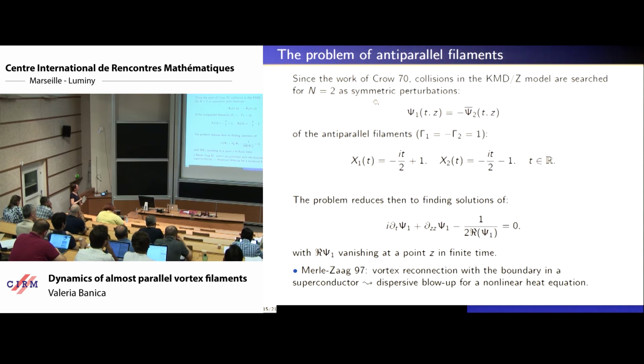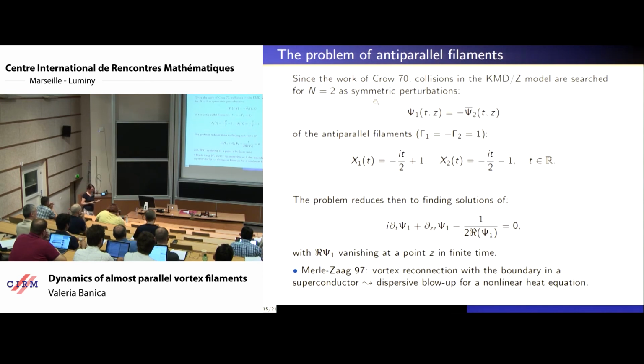So, if you have a symmetric configuration, and of course opposite circulation, your initial system of two equations boils down to this equation. And now what you want is that psi1 vanishes in finite time. Okay, because as they are symmetric, psi1 vanishing in finite time means that psi1 and psi2 coincide.